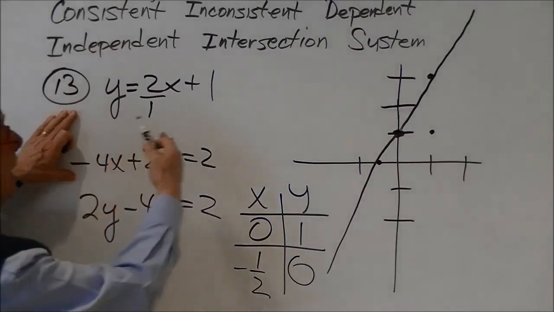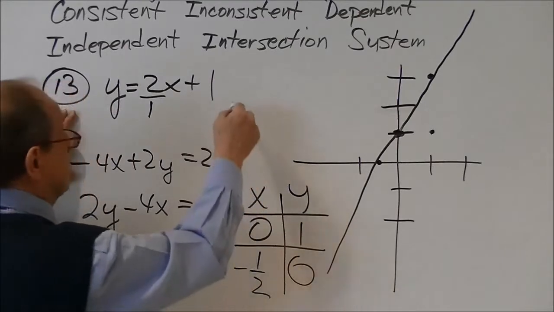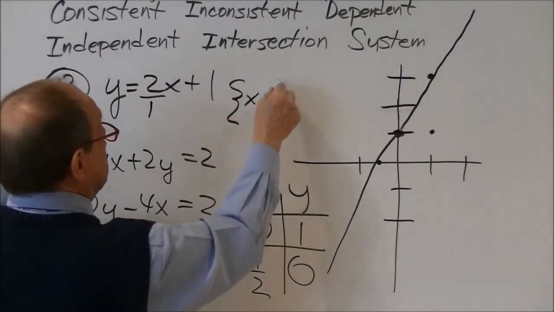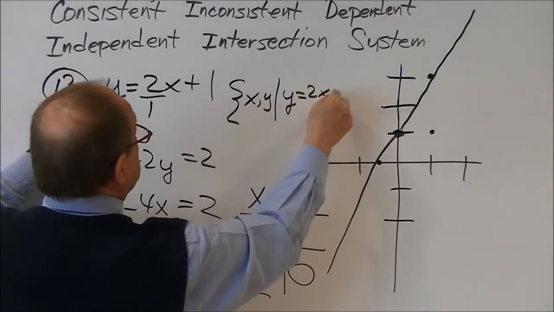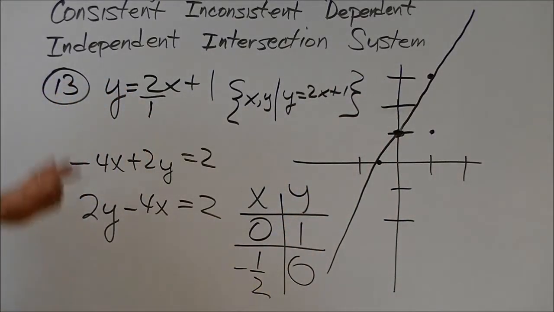So in writing the answer to this, we see from the graph it's the same line. You would write it in set builder notation: the set of x, y such that y equals 2x plus 1. And that's going to close out this particular lesson.